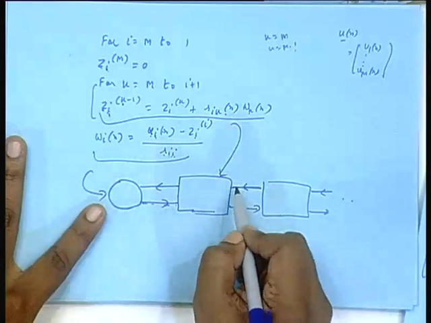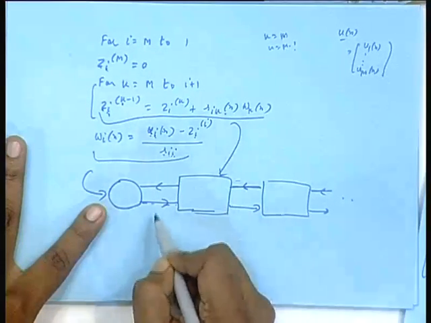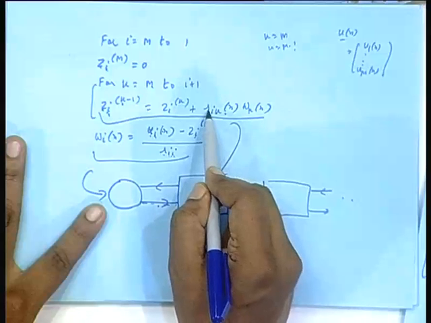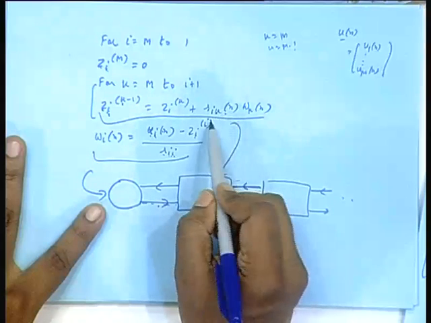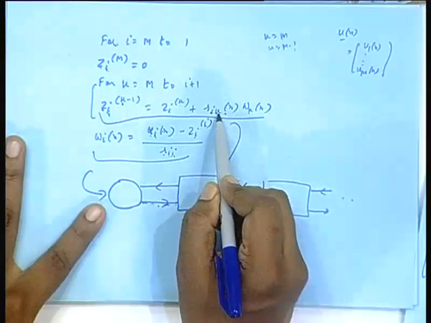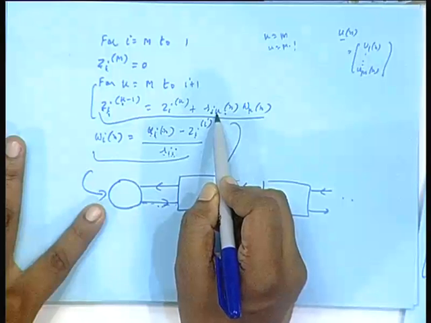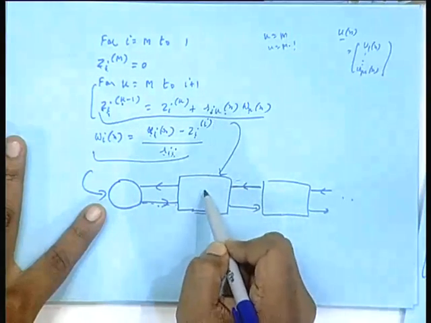Then w 1 m, and from here that time 0 comes, w 1 m, and this guy has stored m minus 1 m, okay, that into this.